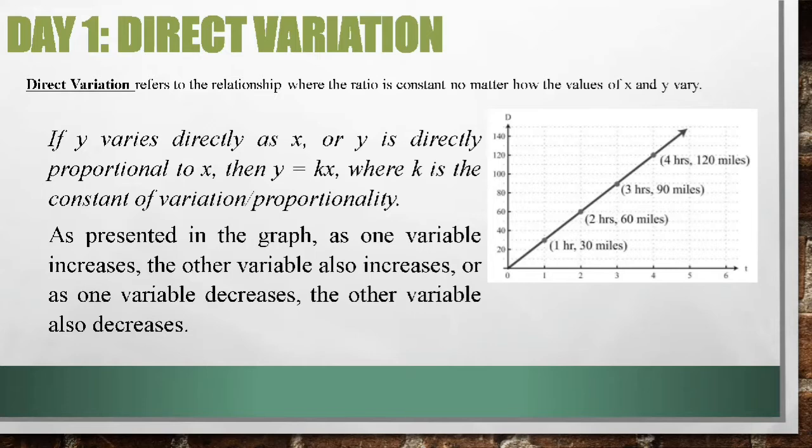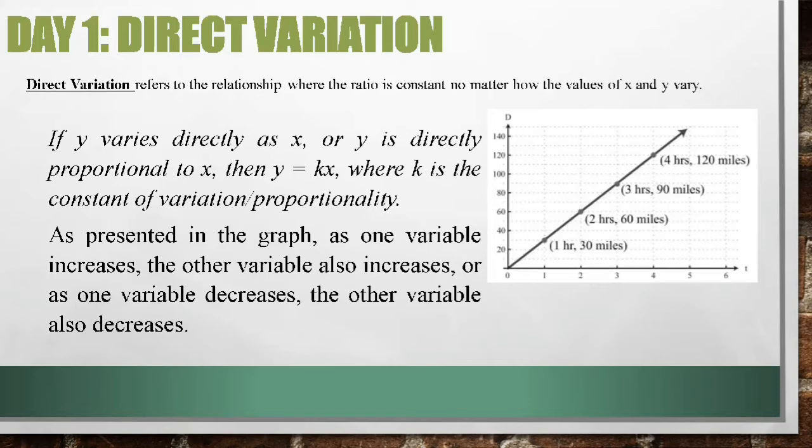So it shows in the graph na kapag yung isang variable natin ay tumaas, then the other one will increase as well. But kung yung isa ay nag-decrease, of course the other one will also decrease. So this is the definition of the direct variation. So based on the graph, how are we going to identify if this is a direct variation?